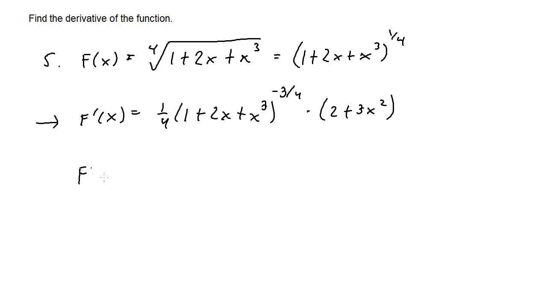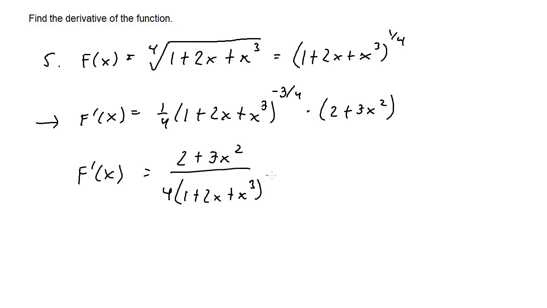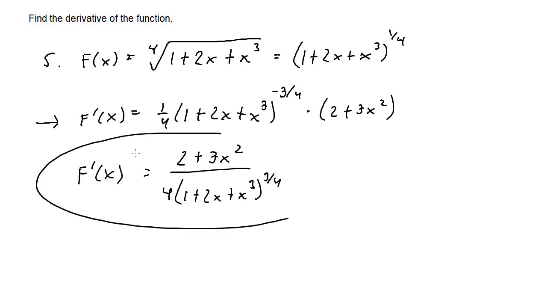So when I write my final answer, because I do have a negative exponent, I'm going to go ahead and shift that to the denominator. This will go on the numerator, so we'll get 2 plus 3x squared over, we do have a 4 there, so 4 times 1 plus 2x plus x cubed to the 3/4 power. And that's the final answer.